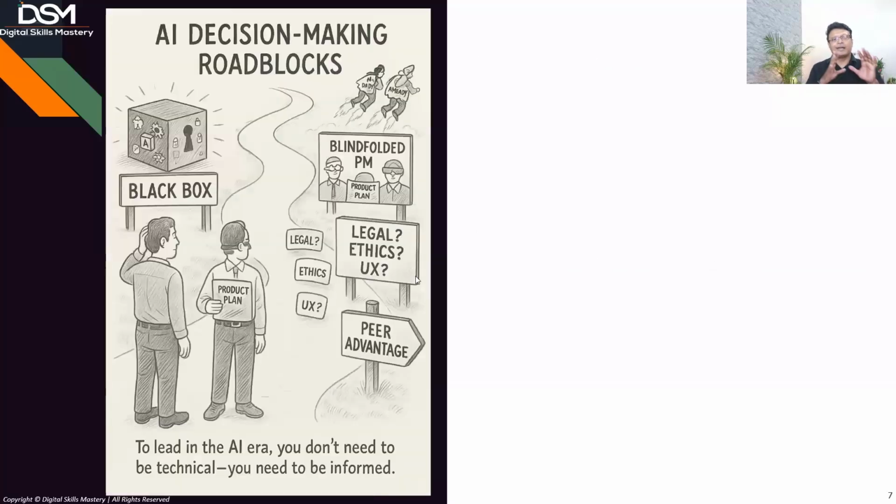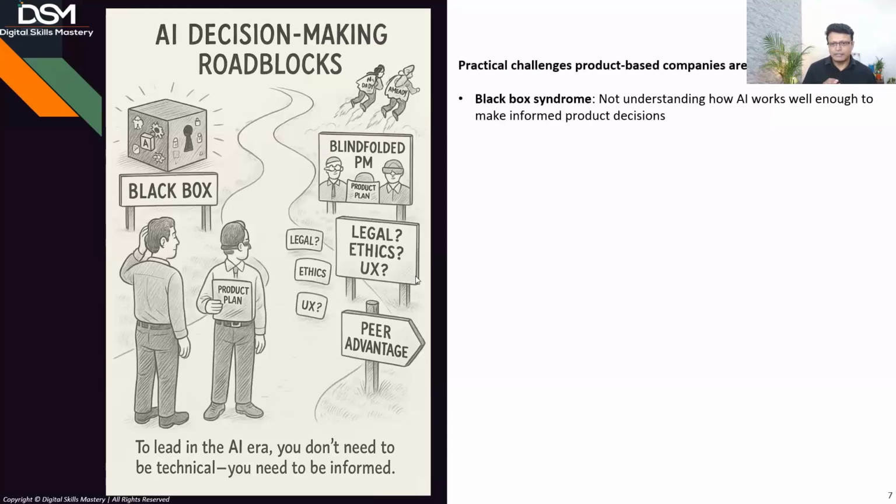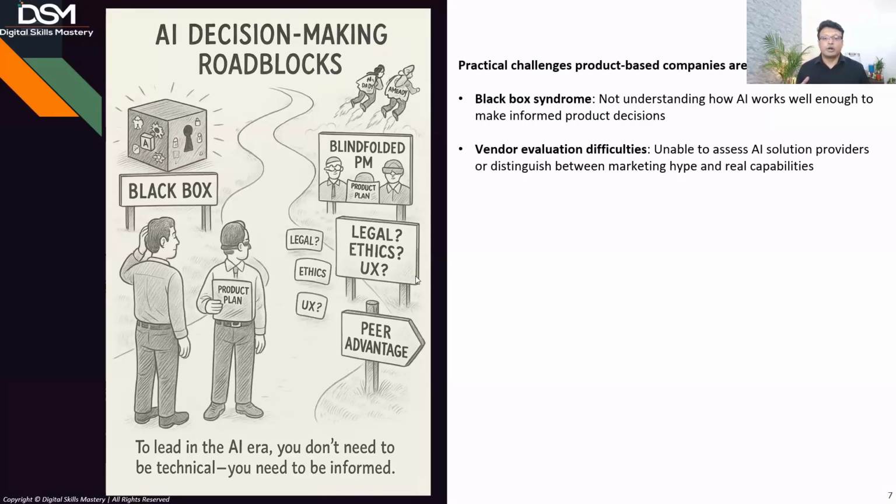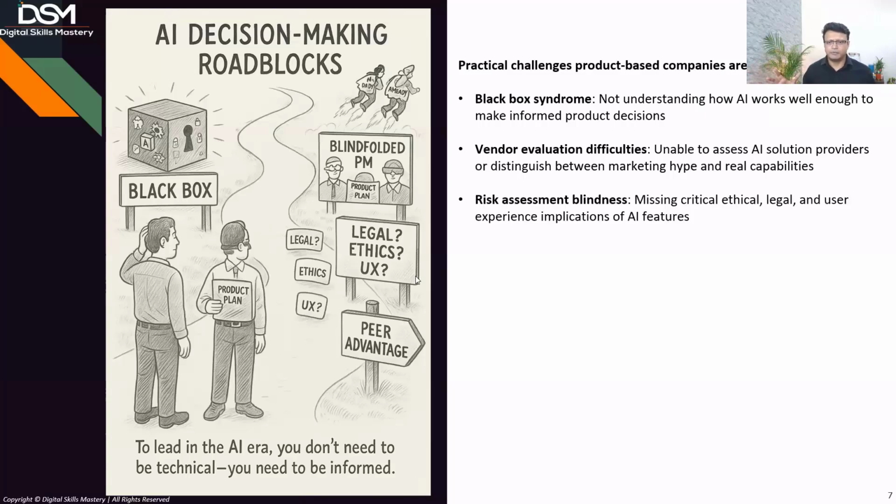Going forward, apart from the AI knowledge gap, there are some AI decision making roadblocks as well that you, your team, the whole product team, your department or the organization could be facing, and we would like to highlight those. Number one, these practical challenges. One of them we call the black box syndrome, that you do not understand how all the machinery works together so that you are able to make informed product decisions. Sometimes you're not able to do the vendor evaluation properly because, again, you're not able to understand the landscape or what the offering is from the vendor, and hence this particular nightmare.